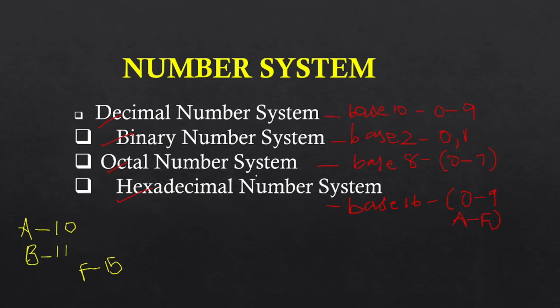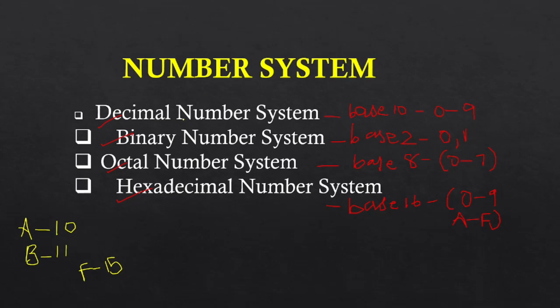Octal number system, where are we using it? There are some computer applications where we will be using the octal number system. And what about the hexadecimal number system? It can be used in web colors. If you see some of the colors, they will be represented in the hexadecimal format, and memory addresses also they will be mentioning in the hexadecimal format. So these are the number systems we are going to do.